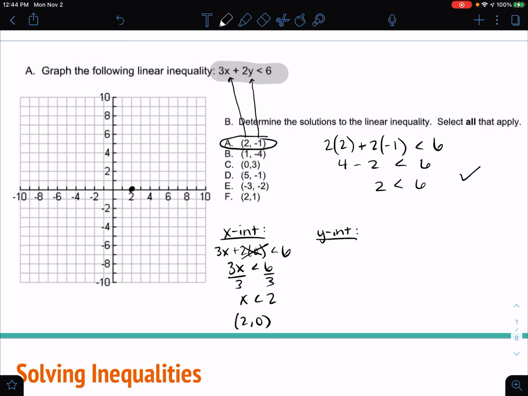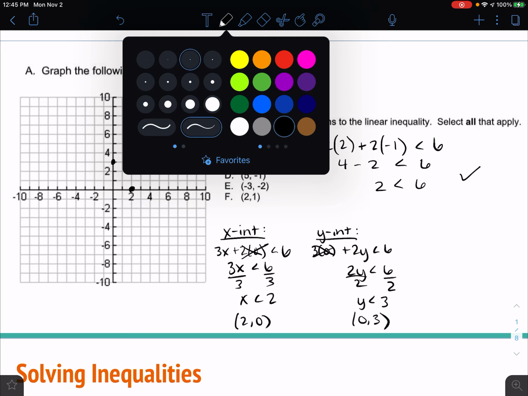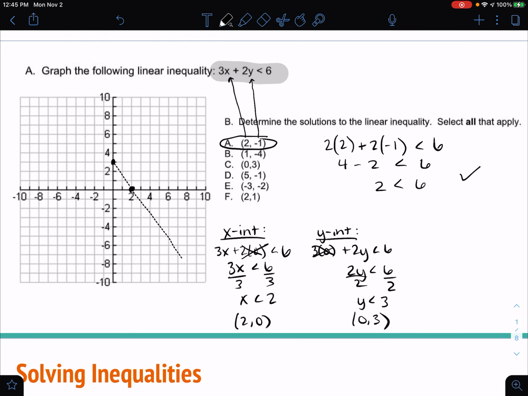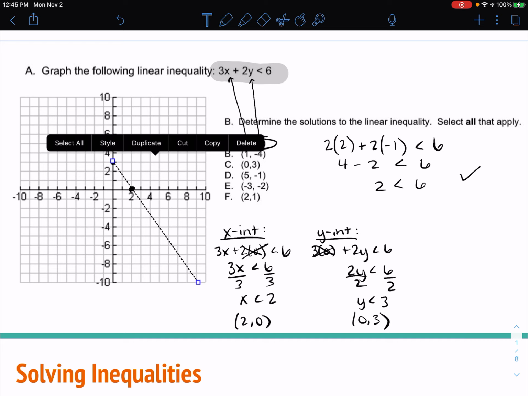And then for my y-intercept, I'm going to plug 0 in for x. Now, the inequality sign doesn't matter so much here, because all we're looking for is that value. So now I'm going to have the point 0, 3. I know that since it's just a less than sign, I'm actually going to make a dotted line. So there's my dotted line. I'm going to extend it all the way up.